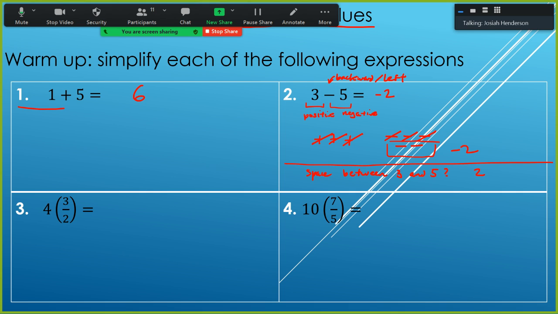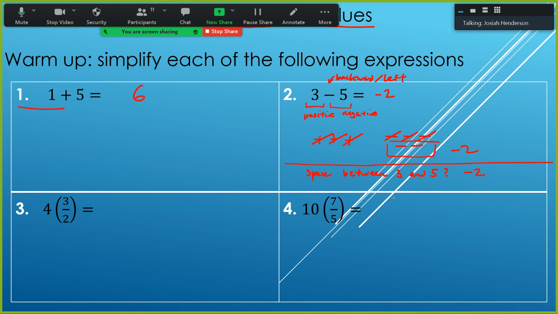Now, which one of those numbers, 3 and 5, is bigger? Well, 5's bigger. And what sign was 5? It was negative. So that means the 2 that we're left over with, the space between 3 and 5 for our answer, will be negative because there's more of the negatives to start with. There was 5 of the negatives, 3 of the positives.